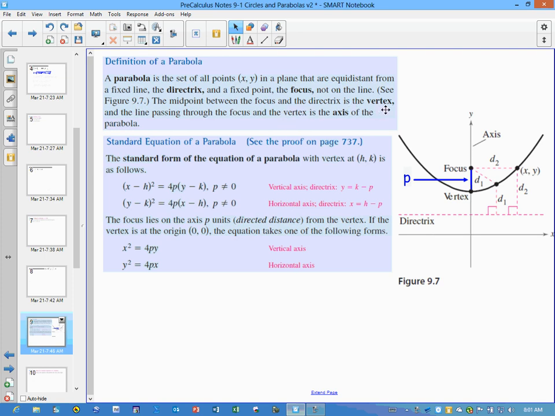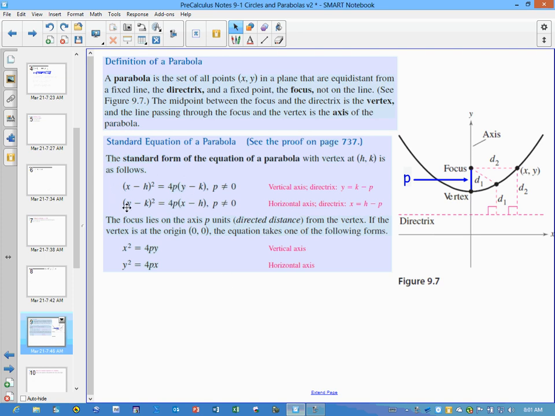And we still have the vertex is still that minimum or maximum point, and the axis is still the line that passes through the vertex. That is also the line of symmetry of the parabola. And now that we have the focus in our geometric definition, that axis is also the line that goes through the focus, and the vertex will be the axis.